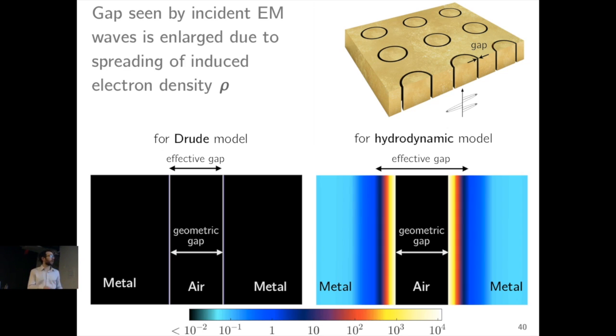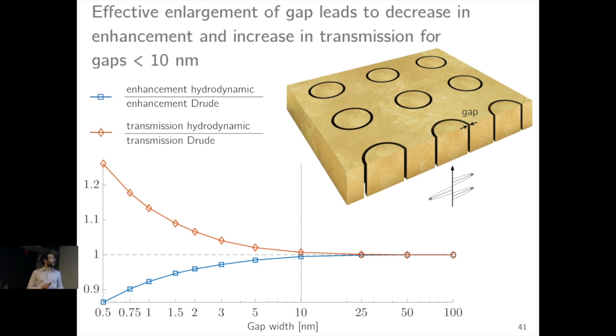Conversely, for the hydrodynamic model, we see that the induced electron density, instead of being a Dirac delta at the interface, has a spread profile that penetrates inside the metal. And the main consequence is the fact that the geometric gap is enlarged. So the gap that is seen by the incident electromagnetic waves is larger. As a consequence of this enlargement of the gap, of course, since the waves are now able to propagate through a wider region, we're going to have more transmission just because there's more space for the waves to propagate. But since the gap is larger, we have less confinement. And since we have less confinement, we're going to have a decrease in field enhancement.